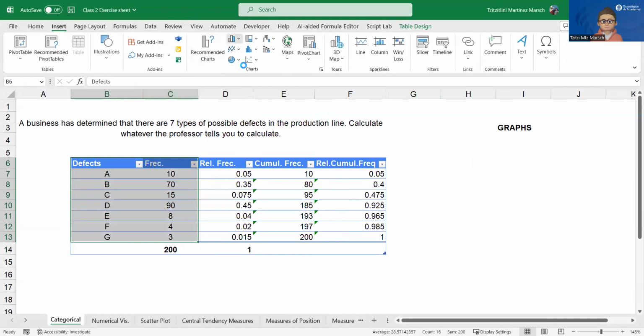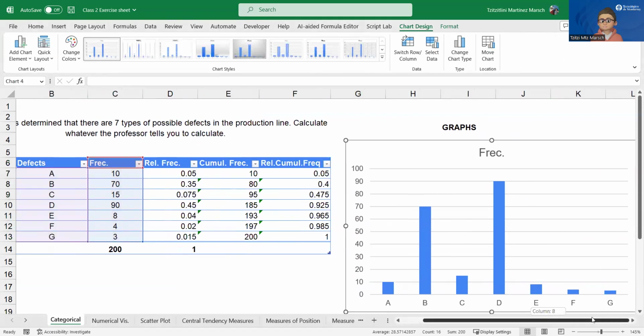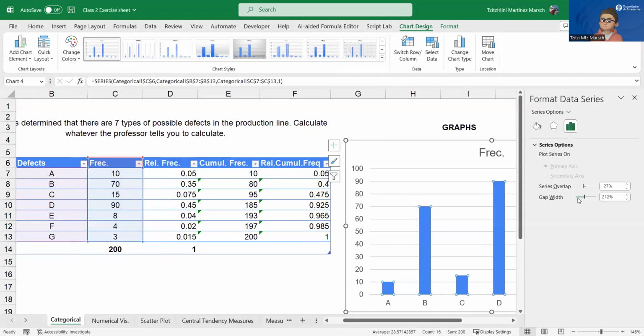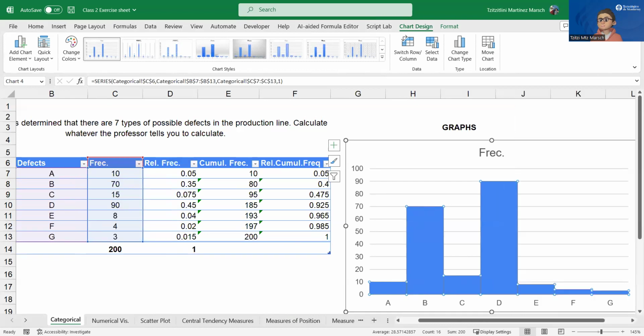Let's do it with this one first. I think it's always easier like that. Okay. If you want to make it a histogram, select it, right click, format data, and the gap width. And with the gap width now we have this frequency chart.